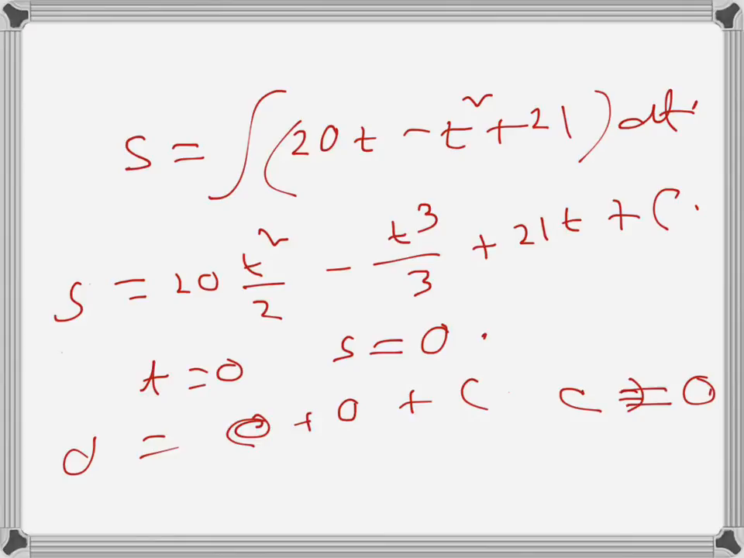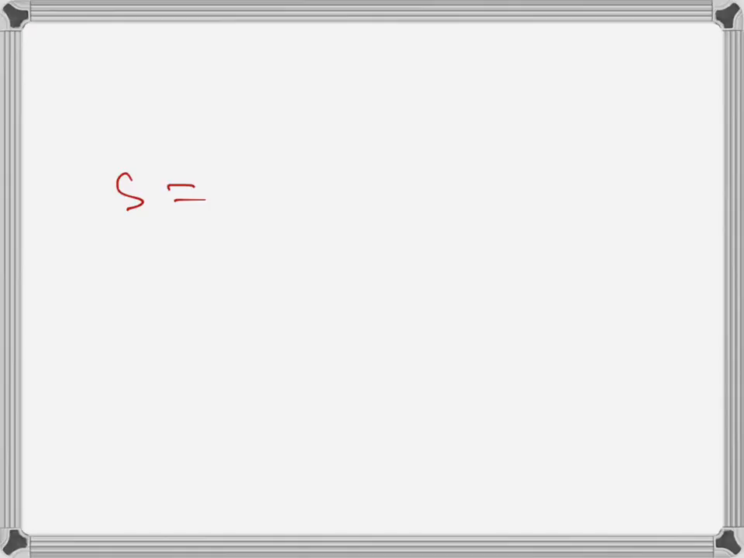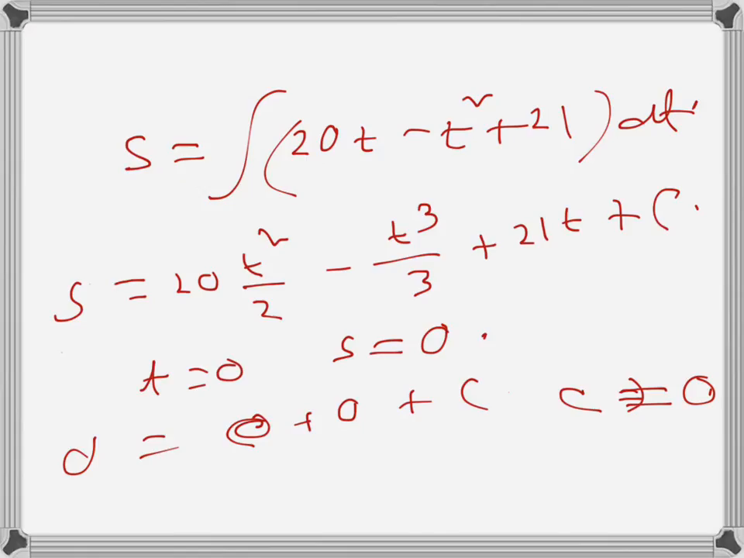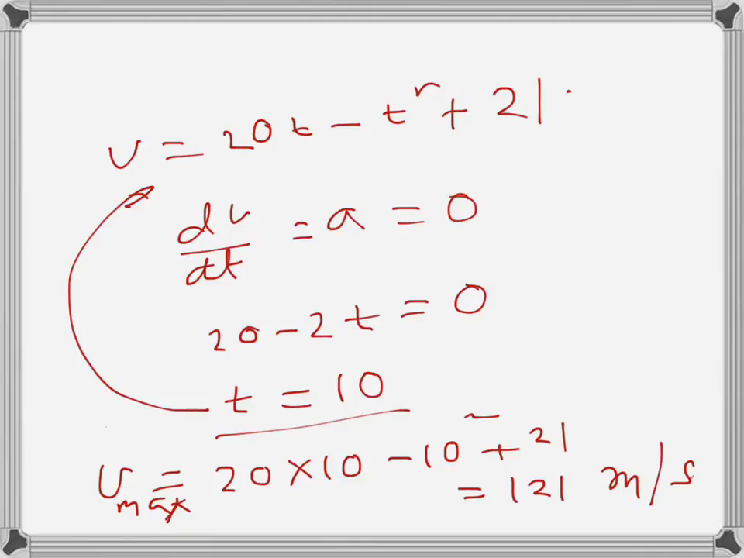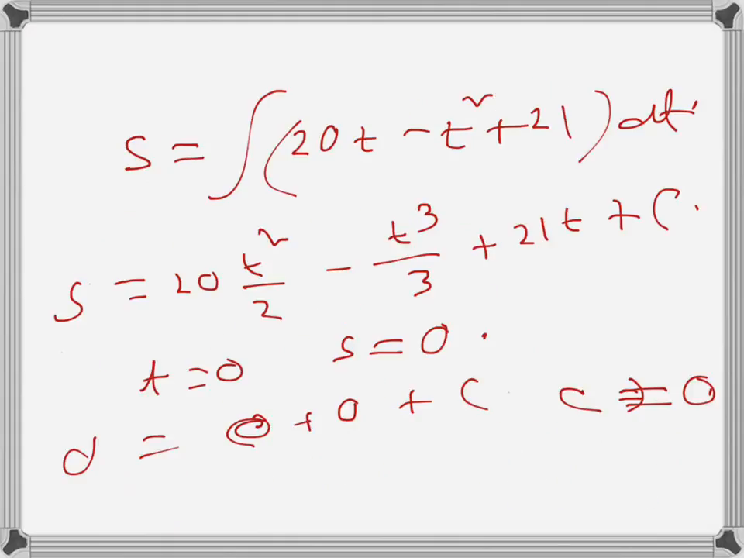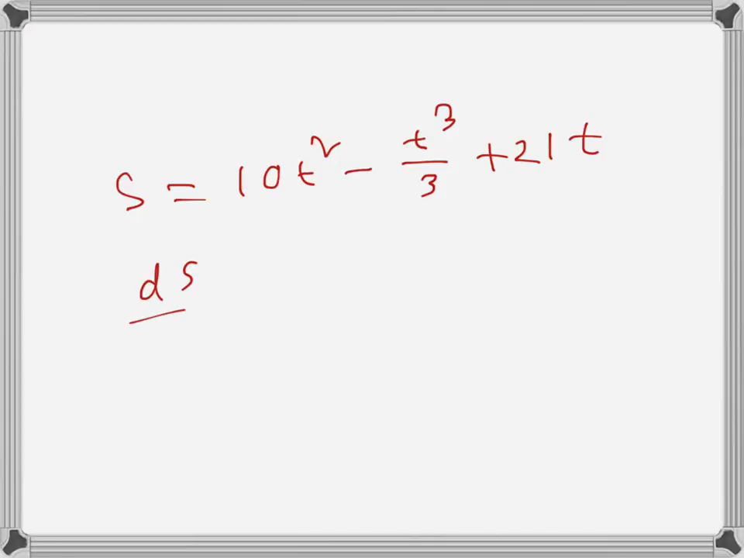So s is 10t square minus t cube over 3 plus 21t. That's the expression of s. We need to find the maximum distance. So at maximum distance, again ds over dt, that is velocity, will be 0. Basically the particle is going in one direction, it reaches maximum distance, and then it returns, and the velocity becomes negative. So before the particle starts turning back, the velocity will be 0.